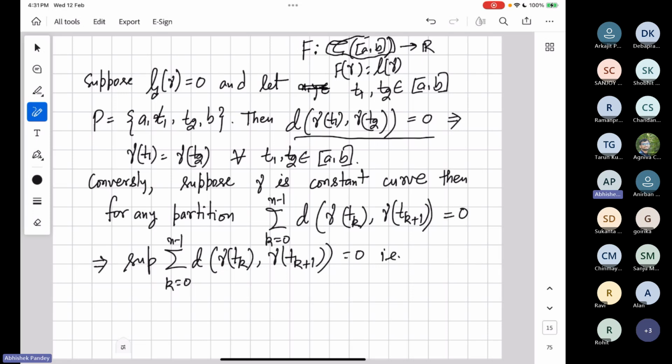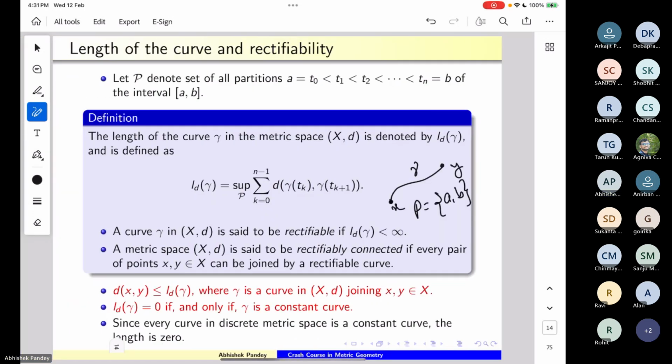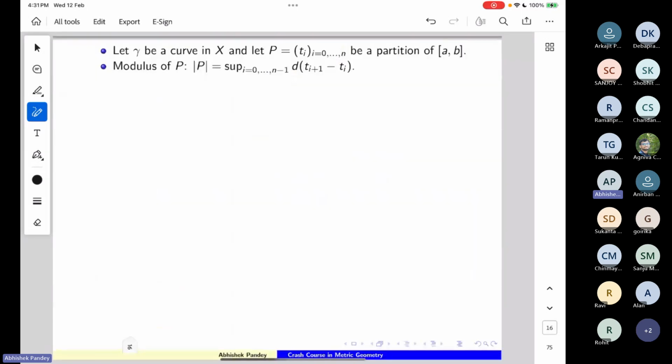That is, the length of the curve is 0. Okay, so this is what we have proved now. If the length of the curve is zero, then the length of the curve is zero if and only if gamma is a constant curve. Okay, fine.